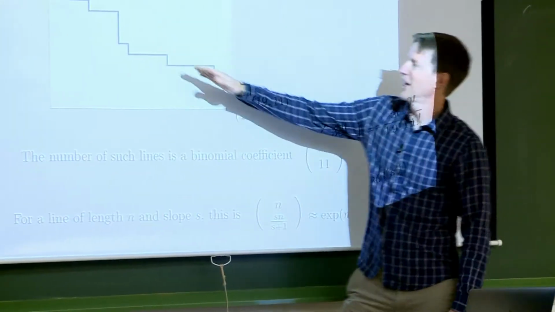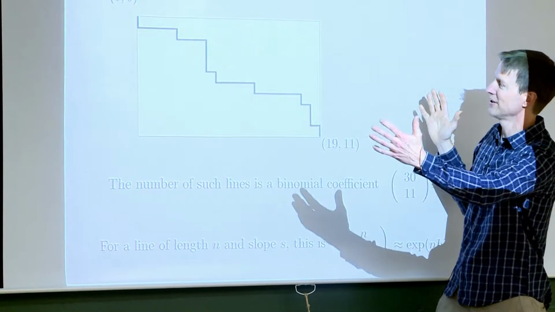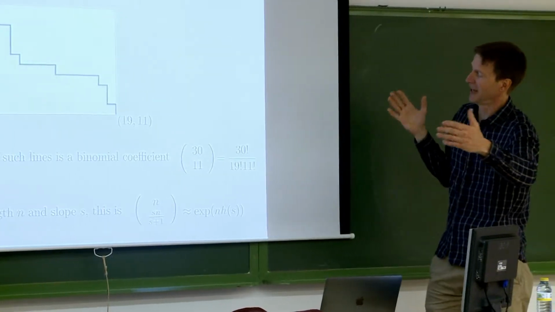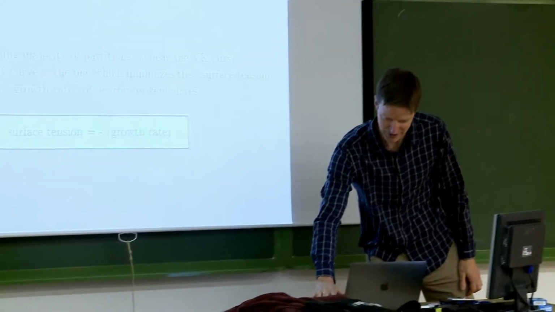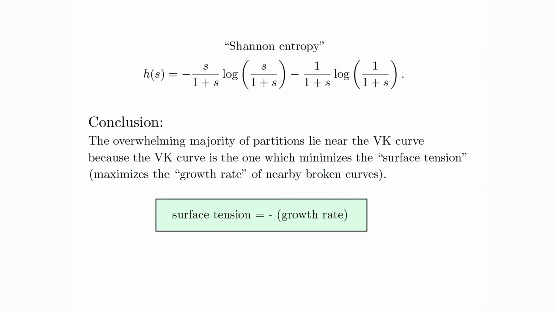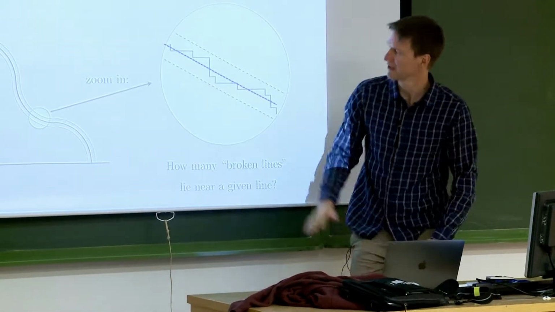So how many curves go from here to here when this is a large rectangle? Well, it just depends on the slope of the diagonal and the size of the rectangle, and it's e to the n times h of s, where s is the slope. H is this Shannon entropy function, which in this particular variable s looks like that. It's a nice concave function.